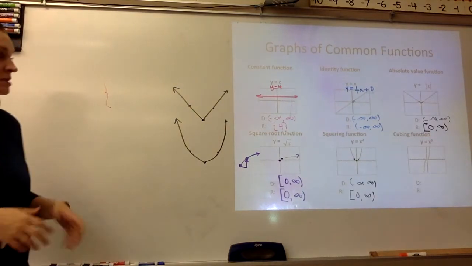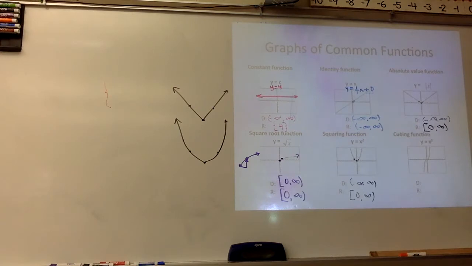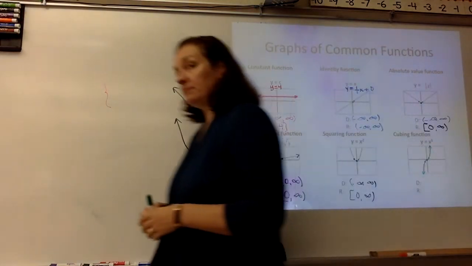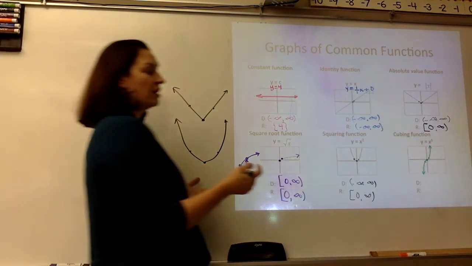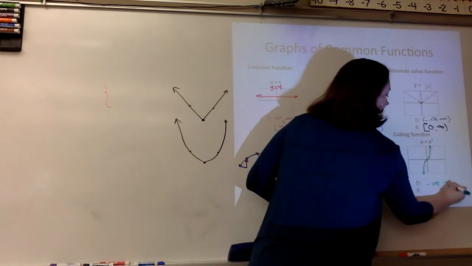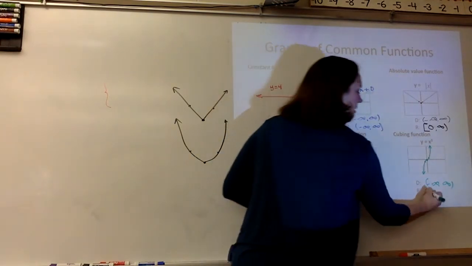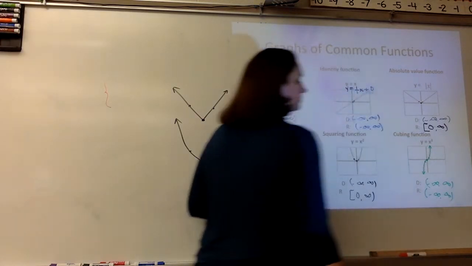The last one that you are responsible to know and work with is your cubing function. Your cubing function also starts at 0, 0. You are going to go right 1, up 1. And you're going to go left 1, down 1. So it kind of looks like the identity function. However, it's comprised of a curve up and a curve down. That is going to be your cube function. These are the 6 you're responsible to know. Quickly, domain, how far left and right? Negative infinity to infinity. Range? Negative infinity to infinity. Done.